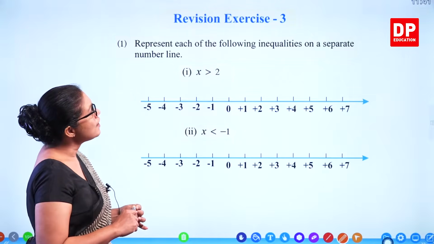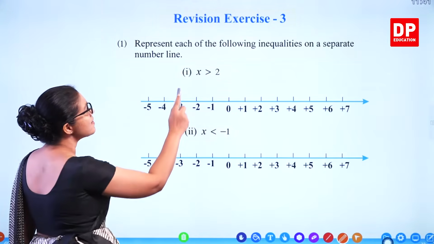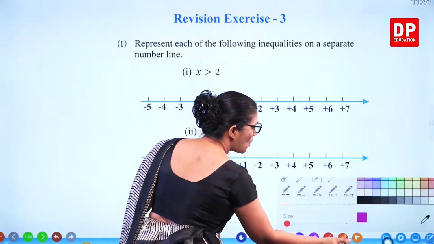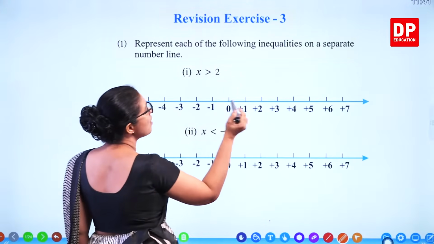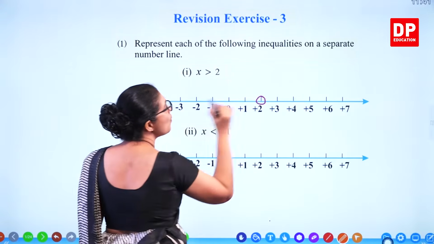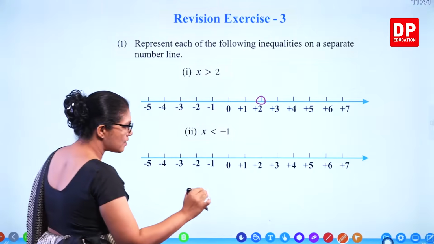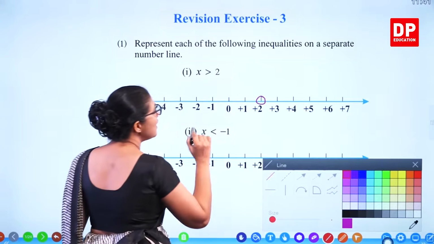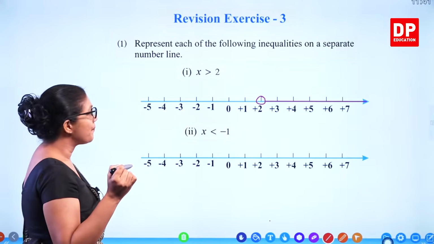Represent each of the following inequalities on a separate number line. X is greater than 2. So how can we represent this one? 2 is not included, so we draw an open circle, and this is greater than. Greater than means towards the right hand side. So we can take the ruler and mark towards this side. So that's the greater than side.